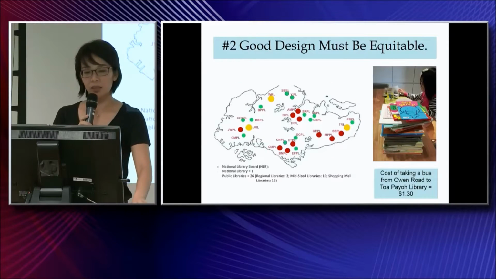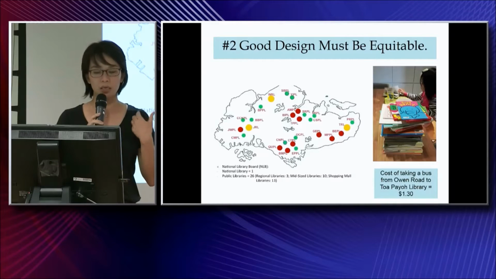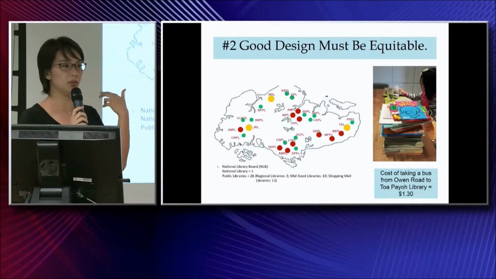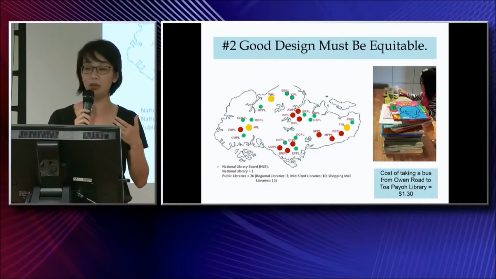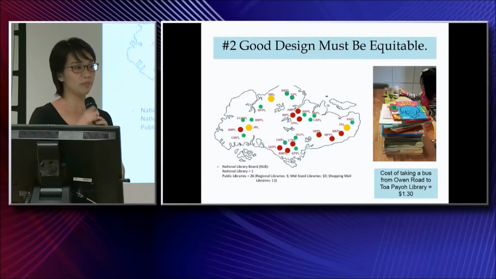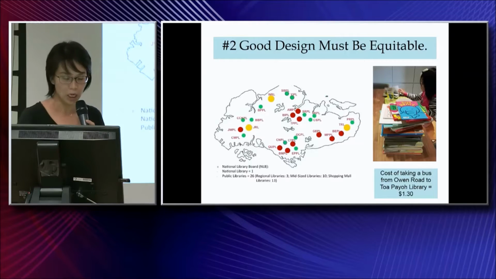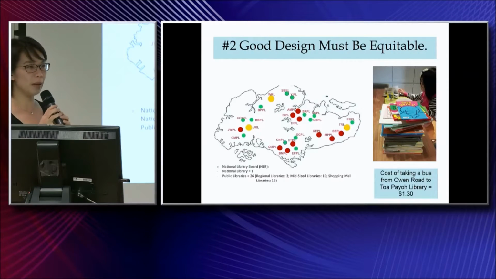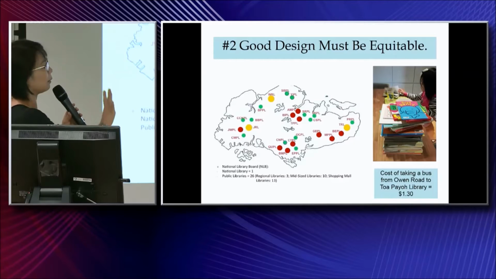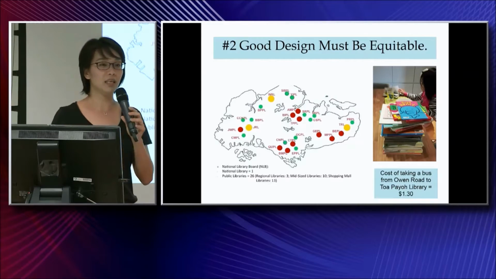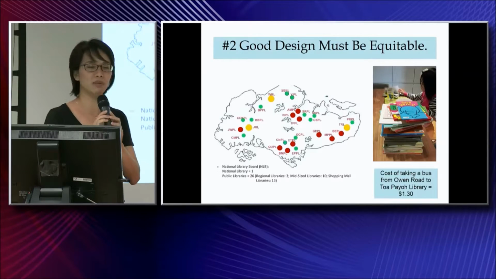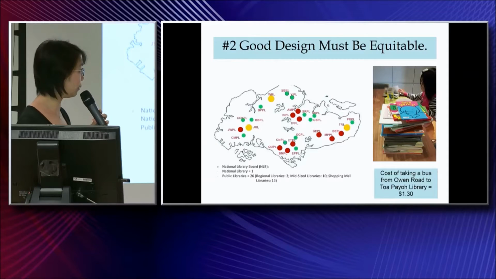The second thing that I want to put across is that good design must be equitable. I think Michael brought up the point just now that just because something is designed or something is innovative doesn't necessarily mean it's universally good. So again, in my work on school libraries, if you look at the map over here, it's a map of Singapore, and these are all the public and national libraries that are in Singapore. And we know for a fact that we have one of the best public libraries in the world, and that it is very accessible to get to a library.